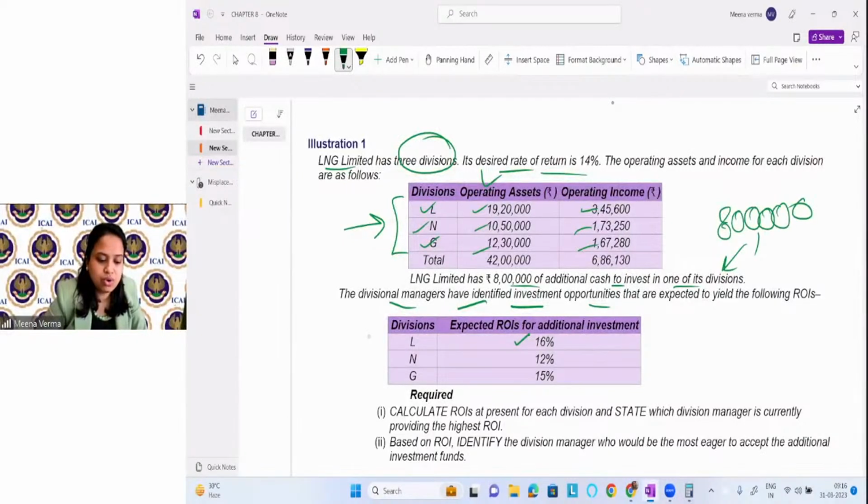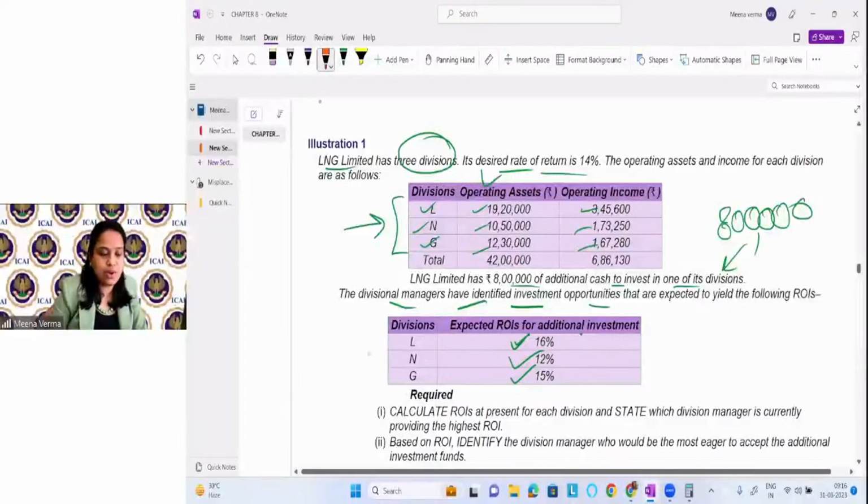And what is the expected ROI? For L, it is 16%. For N, it is 12%. For G, it is 15%. What is the question? Read the question now. What is the requirement of the question?